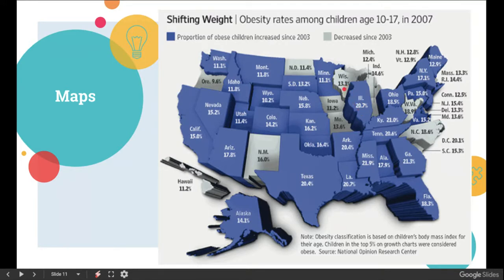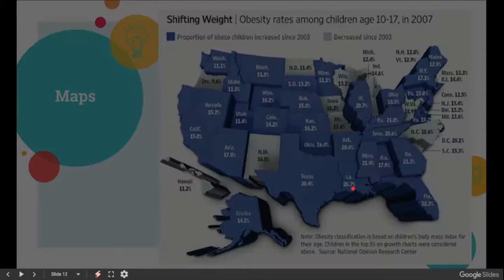If you look at Wisconsin, the obesity rate in 2007 was 13.1%, but that percentage had decreased since 2003. Now we look at Illinois, 20.7%, and that obesity rate in children ages 10 to 17 increased since 2003. If you compare 20.7 to all the other states, you will see that Illinois is the third most obese state, tied with Louisiana in 2007. Kind of gives you some information.